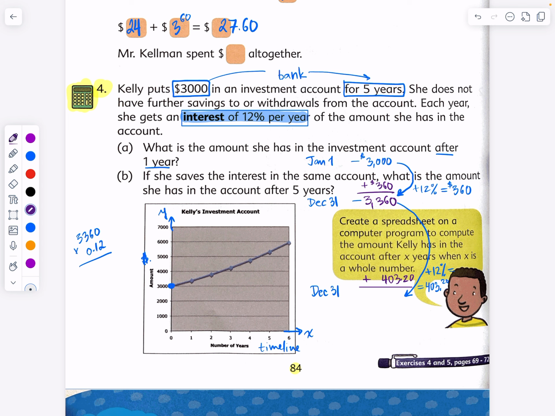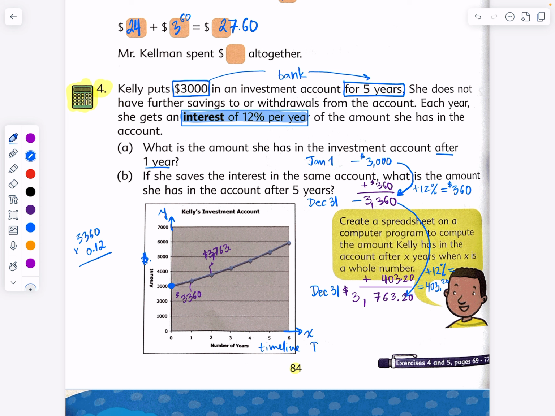What is the total amount after year 2? It will be $3,763.20, of course. So we can label it right here: $3,763.20. That is after year 2. After year 1, she has $3,360. Notice that she keeps increasing her savings just by allowing her money to stay in the account.